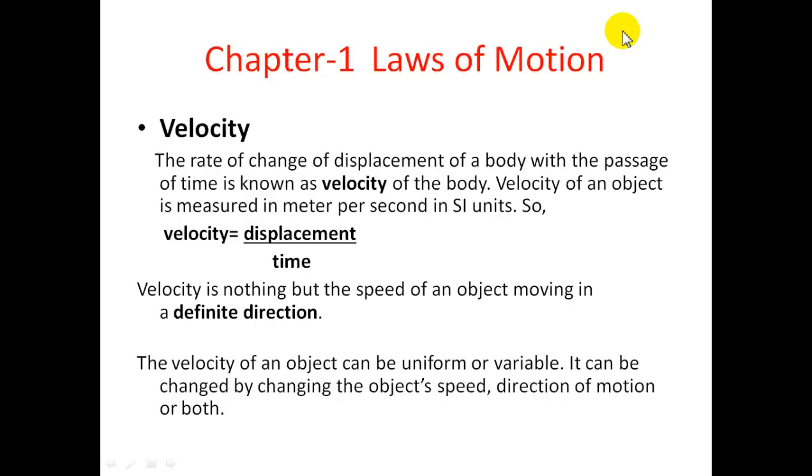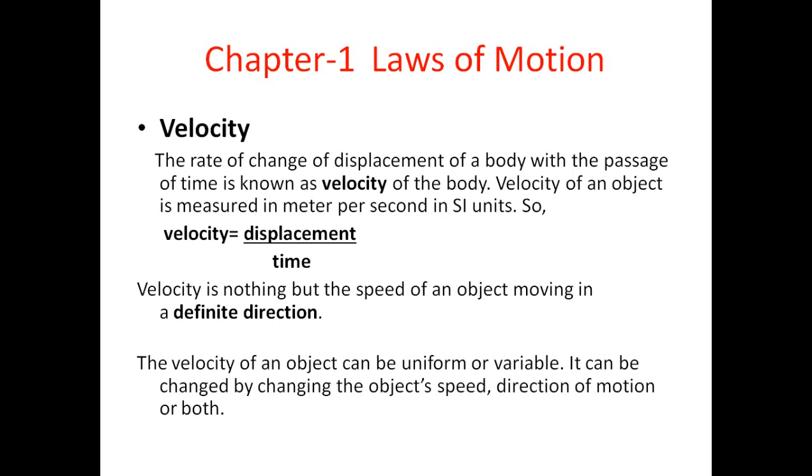Now, what is velocity? The rate of change of displacement of a body with the passage of time is known as the velocity of the body. Velocity is measured in meter per second in SI units. In speed, it is distance covered by the object divided by time. In velocity, it is the displacement divided by time. Displacement is the shortest distance along a specific path covered by an object.